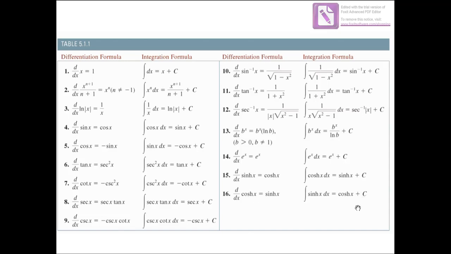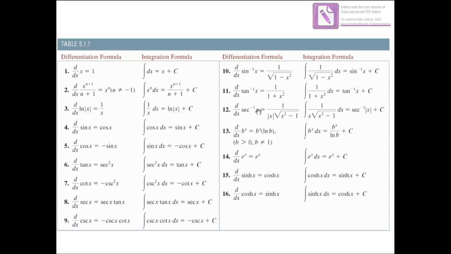Here you have to see something. If you have just the integration of dx without any variable, it will be just x plus c. If you have the integration of x power n, it will be x power n plus 1, you divide by n plus 1 and then add the constant c. If here you have x power minus 1, so this will be 1 over x, and the integration will be ln absolute value of x.